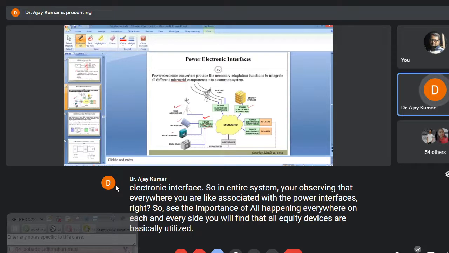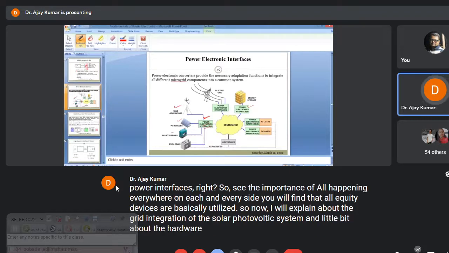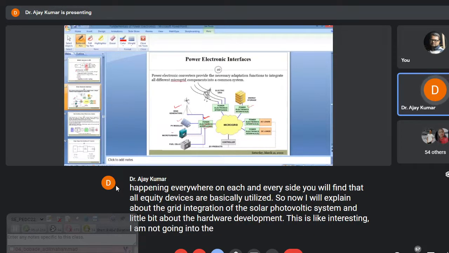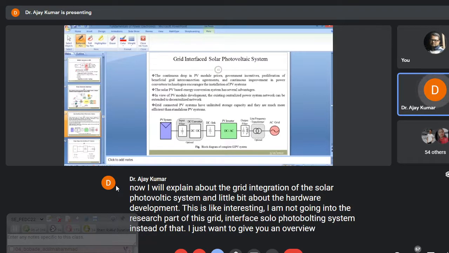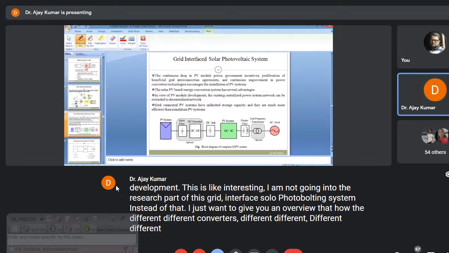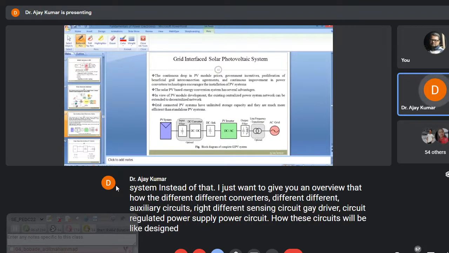Now I will explain the grid integration of the solar photovoltaic system, a little bit about the hardware development. This is interesting. I am not going into the research part of this grid interfaced solar photovoltaic system. Instead, I just want to give you an overview of how the different converters, auxiliary circuits, sensing circuits, gate driver circuits, regulated power supply and power circuits are designed and developed in the laboratory.